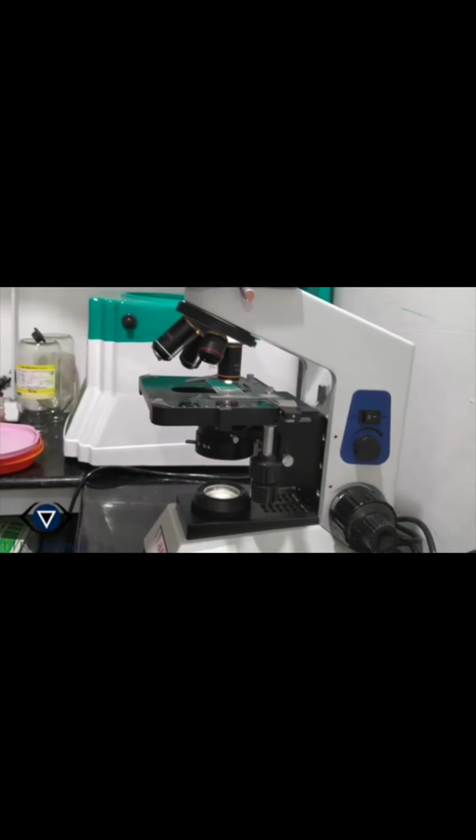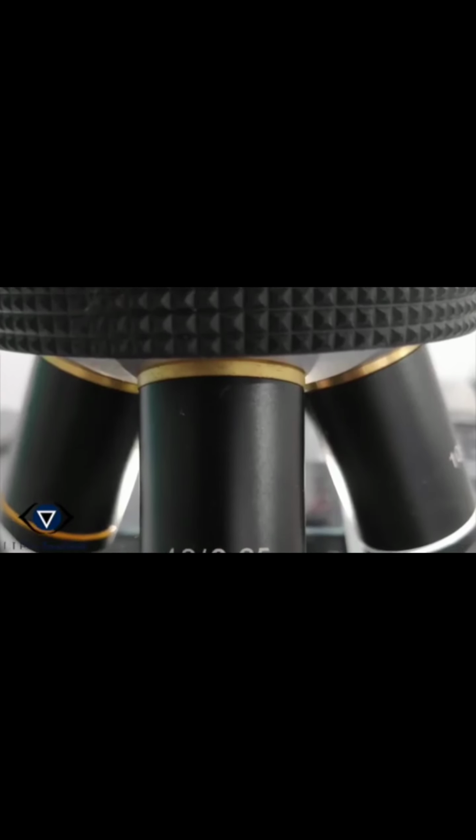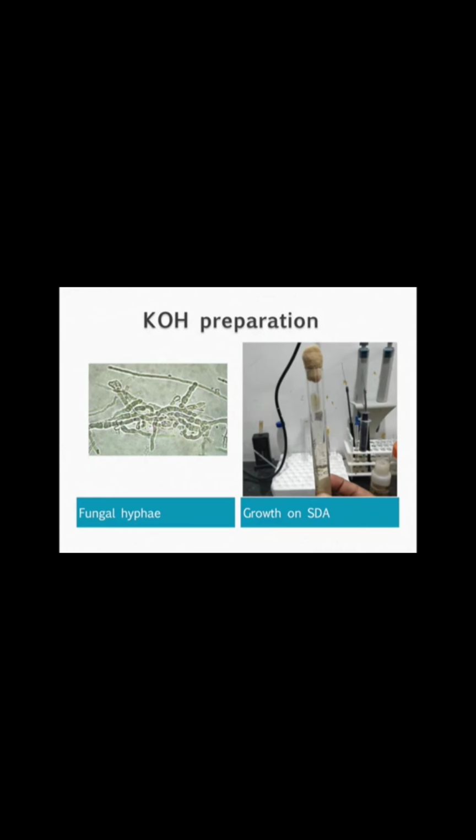Next step is KOH mount preparation and gram staining. KOH preparation is done by instilling a few drops of 10% KOH solution and covering it with a cover slip. The slide is viewed under the microscope. First, the 10x lens is used for focusing the field, and then the magnification is increased to 40x. The slide is adjusted on the microscope as shown. So these are the fungal hyphae seen on KOH mount and growth of the same hyphae on SDA.